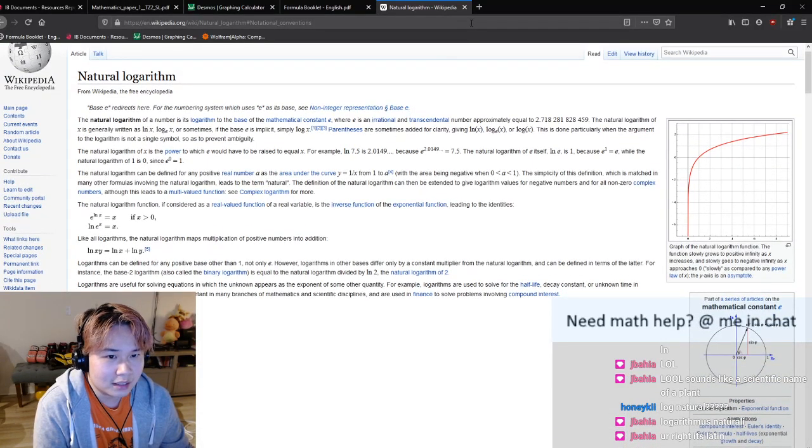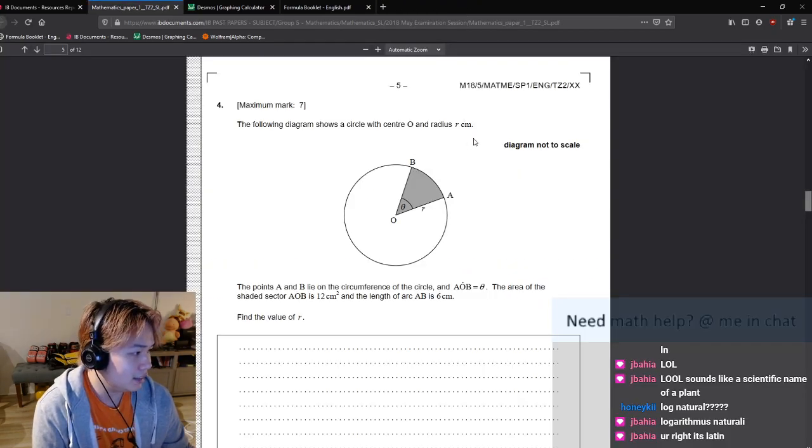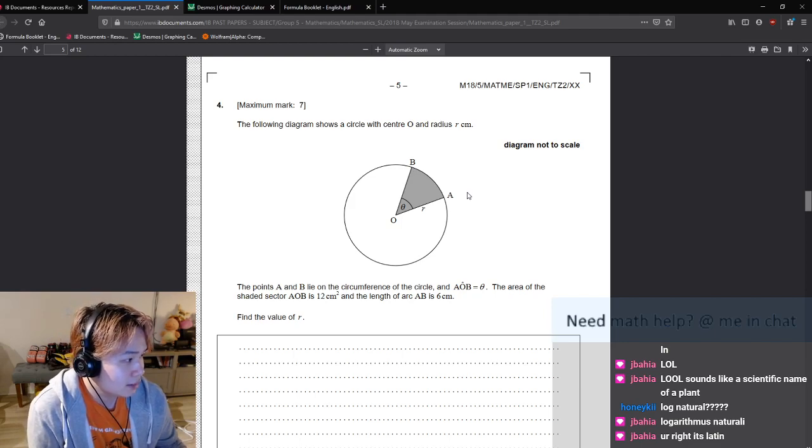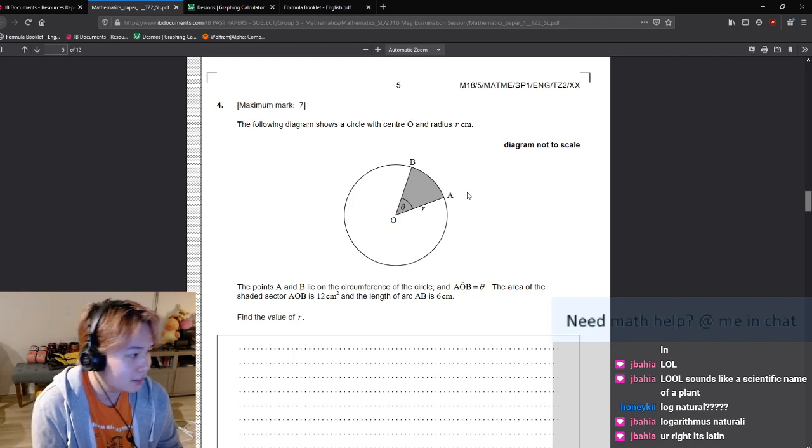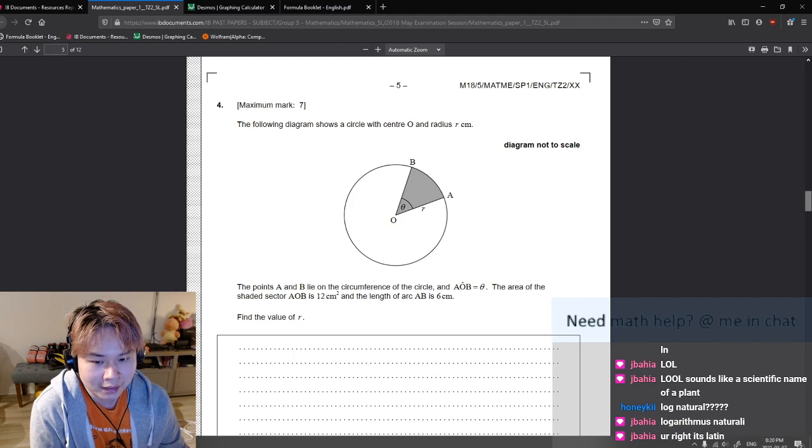You know, I feel like... Wait, am I right it's Latin? I didn't see it in the Wikipedia. Sweet. I knew that was probably why.